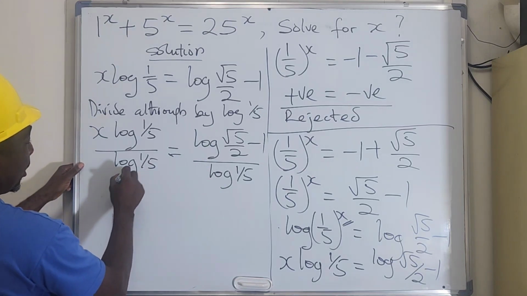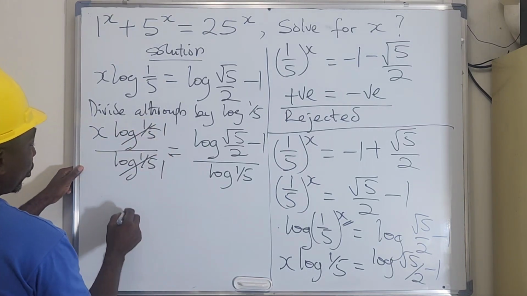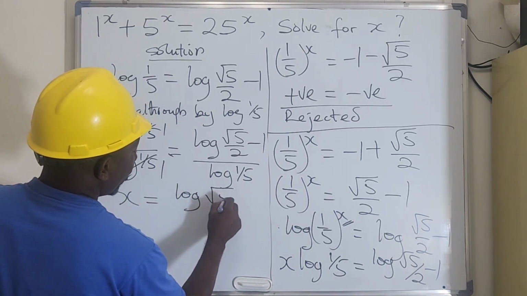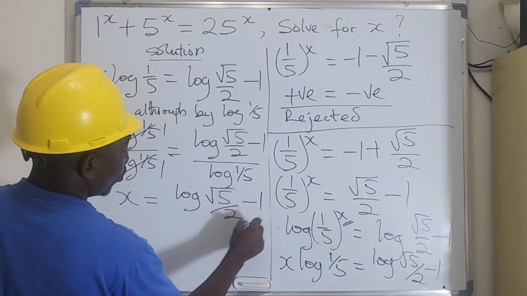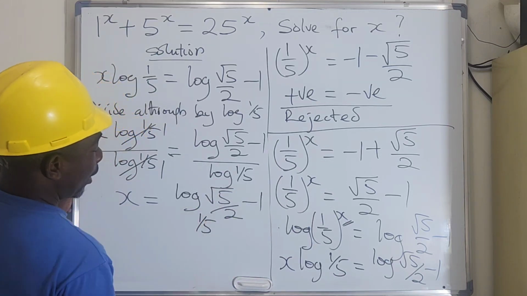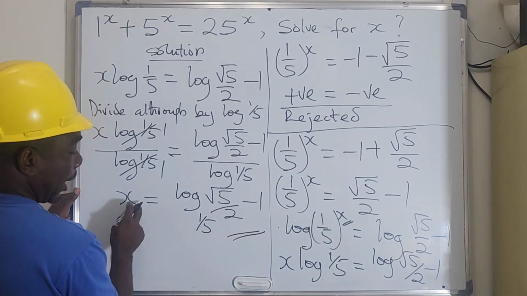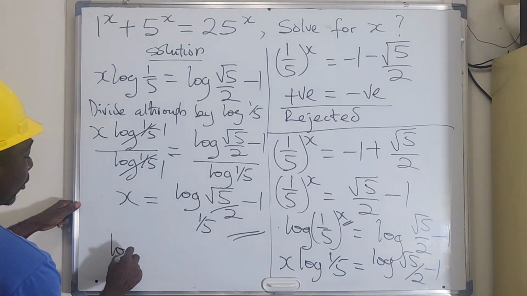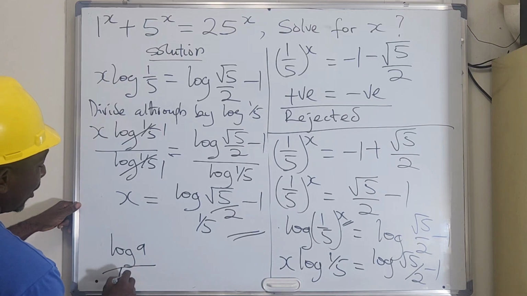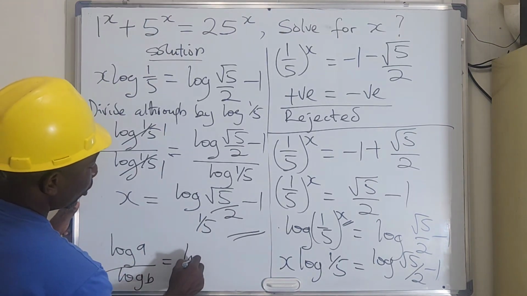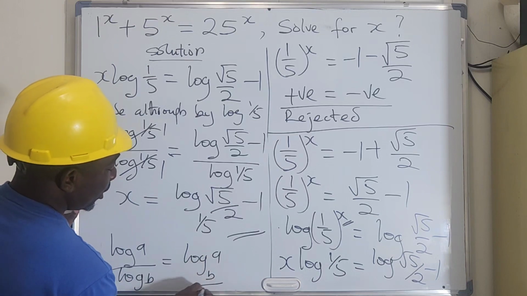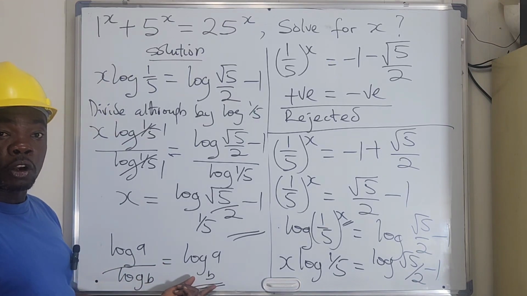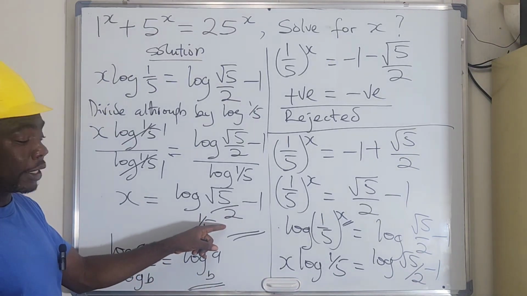In this case, this one will cancel here, and this one will cancel here. So we are now left with x equals to log of the square root of 5 all over 2 minus 1, base 1 all over 5. So this is the value of x. From the law of logarithm, when we have log a all over log b, it equals to log a base b. So this is where we have this. From here, we evaluate through this law of logarithm for us to have this value of x.